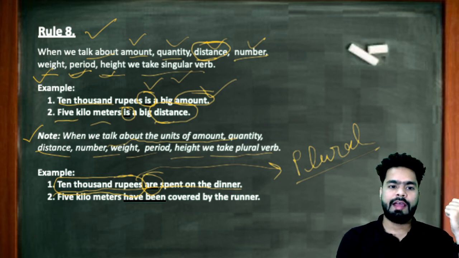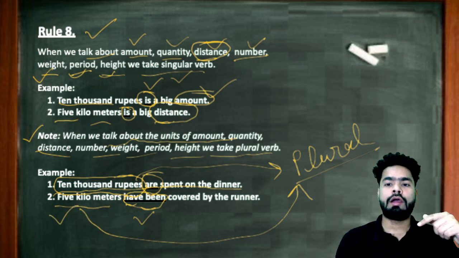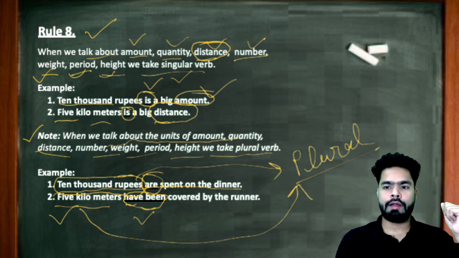Clear? Next, 5 kilometers have been covered by the runner. 5 kilometers are again plural. It will take a plural verb, that is have been, not has been. Okay, so 5 kilometers have been covered by the runner, not has been. Why? We are talking about 5 kilometers, which is more than 1 kilometer. 1 kilometer has been covered and 5 kilometers have been covered. Is it clear?